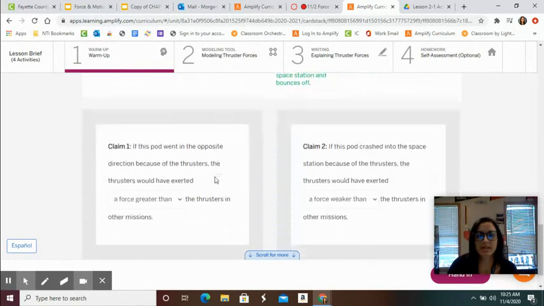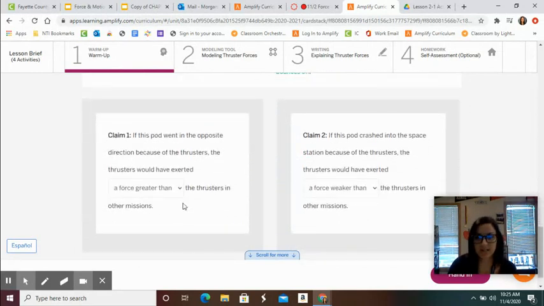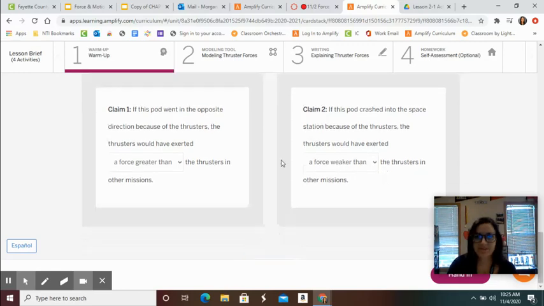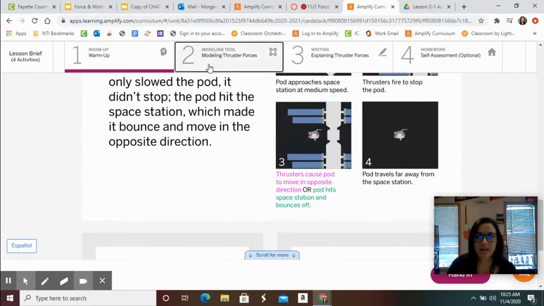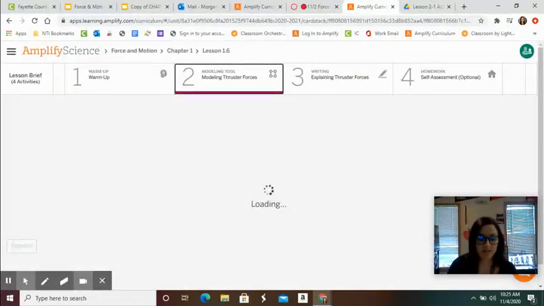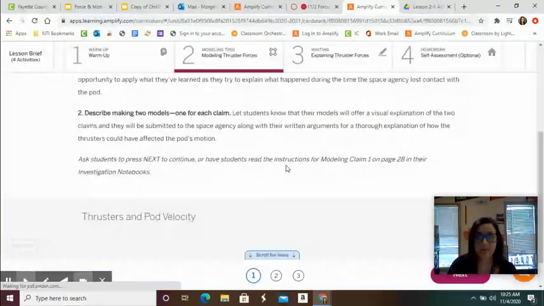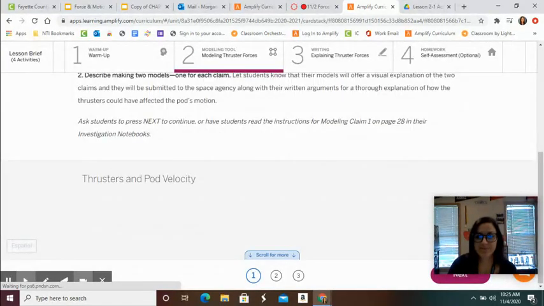Looking at these 2, we decided as a group that in claim 1 the thrusters had to have a greater force, and in claim 2 we decided that would be a weaker force. Then in activity 2, we use the modeling tool to show this. I actually did this with them because it was a little confusing.